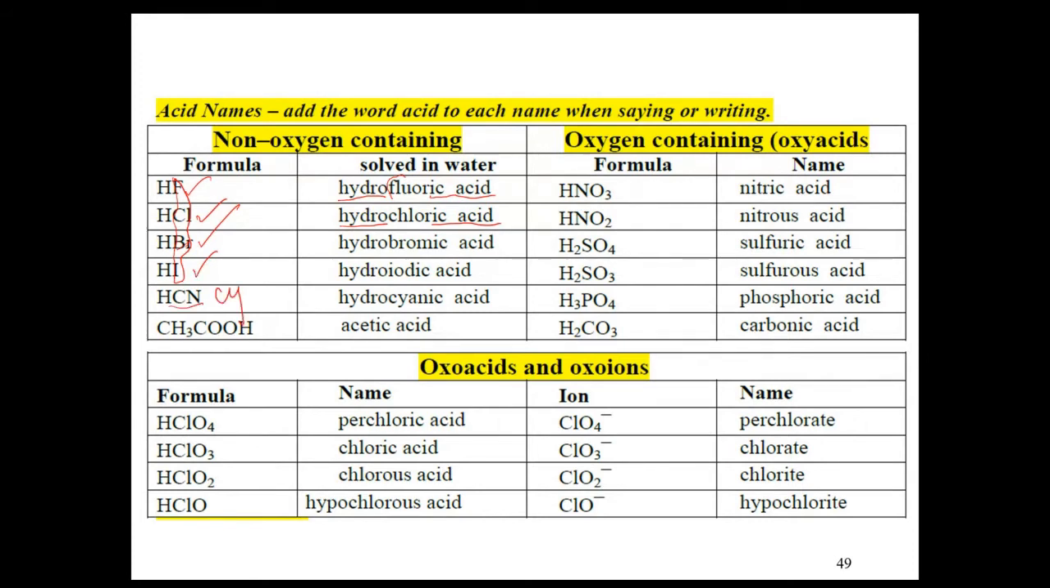Okay, it is cyanide. So it becomes hydrocyanic acid. Yes, boys. Any question? So very simple. Hydro, name of the element, IC acid. Hydrofluoric acid, hydrochloric acid, hydrobromic acid, hydroiodic acid, hydrocyanic acid.